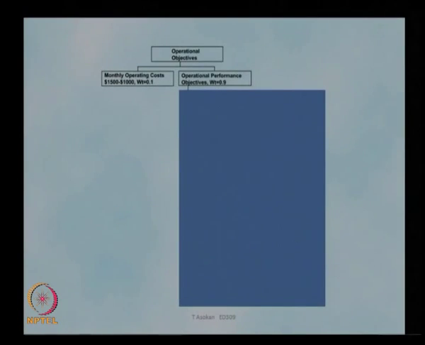So this diagram shows basically the objectives hierarchy. As you can see here, there will be operational objectives which are defined by the stakeholder, like the monthly operating cost should be $1,500 to $1,000, or the operational performance objective, like the elevator should respond to the passengers' request within 1 second or 5 seconds. So these are the operational performance objectives, and these are the operating cost objectives.